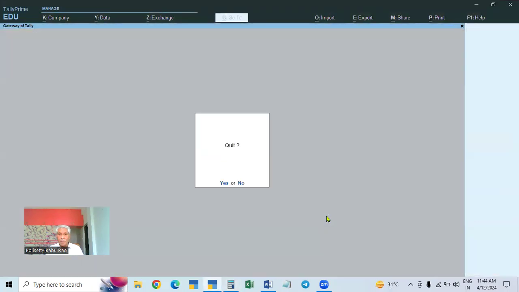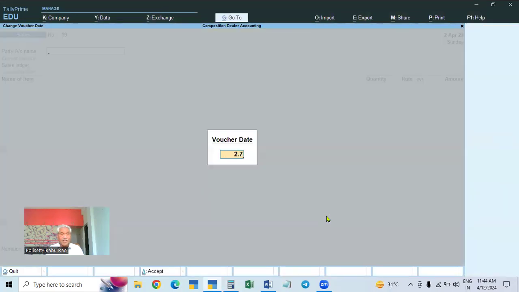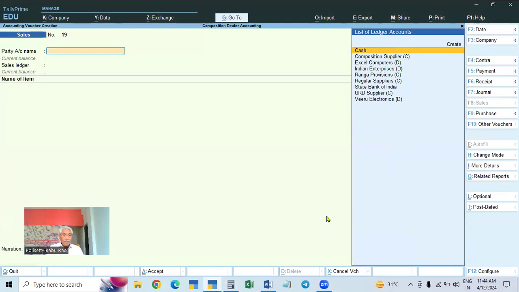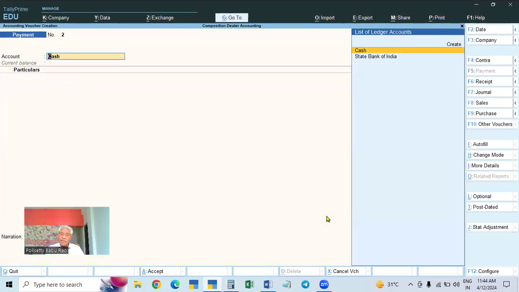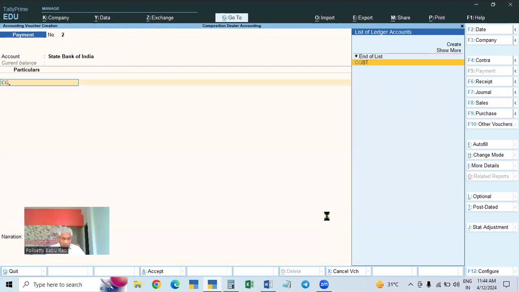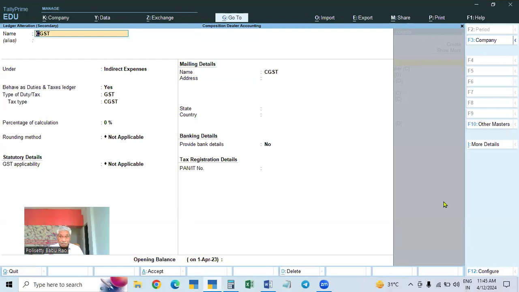When you are making the payment, go to voucher. That is 2nd July, we will make the payment. The entry is a payment entry. But whenever you are paying any tax, we have to pay through bank only. Cash will not be accepted. So State Bank of India is what we take for paying. CGST is created under indirect expenses. So that indirect expense will be shown in the profit and loss account.